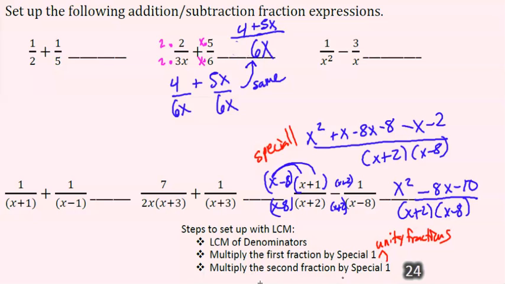And then we'll multiply the second fraction by the other special 1, which is x plus 2 over x plus 2. So if you divide them by itself, it still gives you 1. X minus 8 over x minus 8 does equal 1. It's just you'll use these special ones to be able to have like denominators, so that you can combine multiple fractions together. Finish the rest of this page and then move on to the next page.